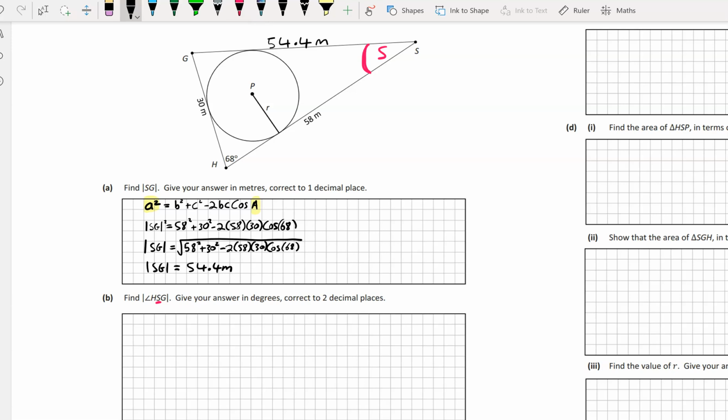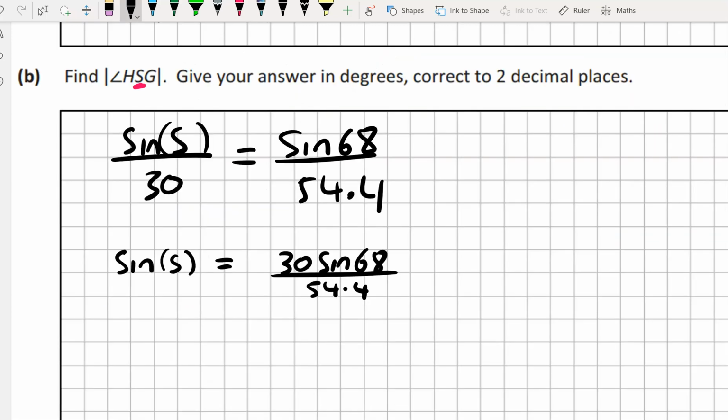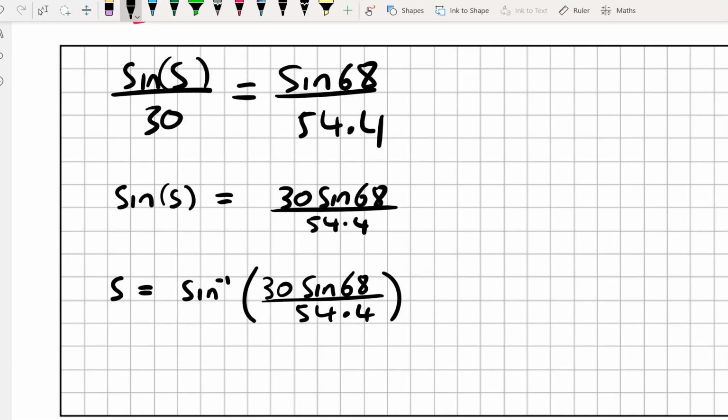With the sine rule, always start with the angle you're looking for. Apologies, I'm looking for the angle S. So I'm looking for sine of S over the side opposite, which is 30. That must be equal to sine of another angle you know. Let's use 68 over the side opposite, 54.4. 30 is dividing, so when I come across it multiplies, and finally to get S, we take the sine inverse. And we're left with an angle of 30.75 degrees.